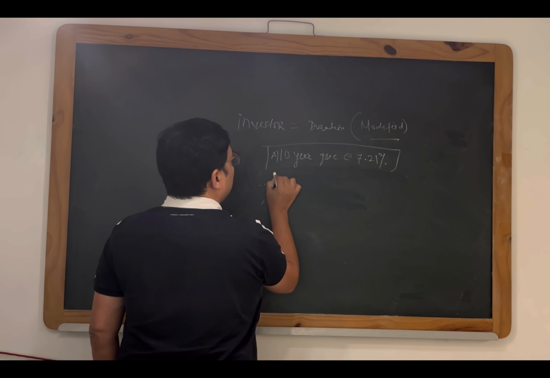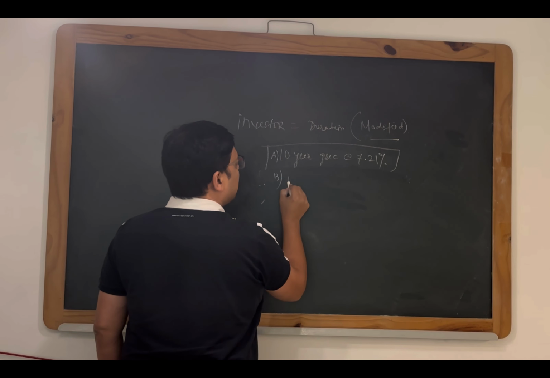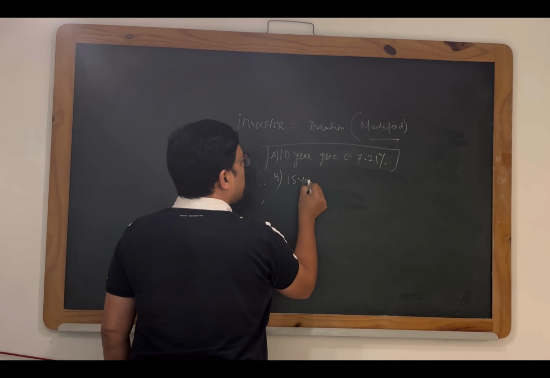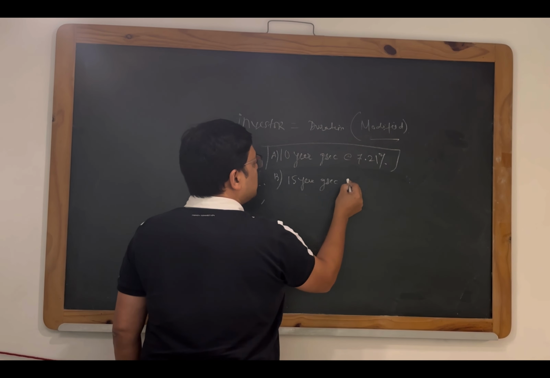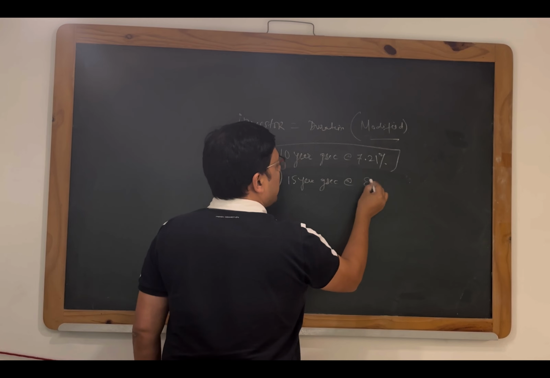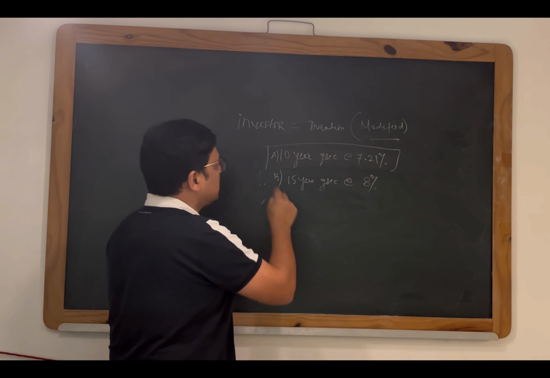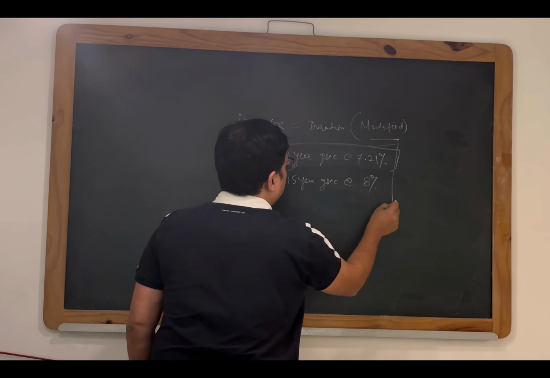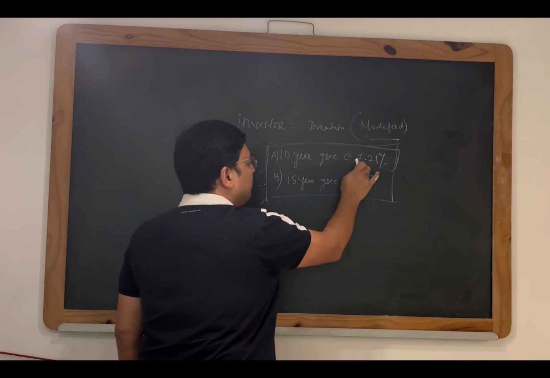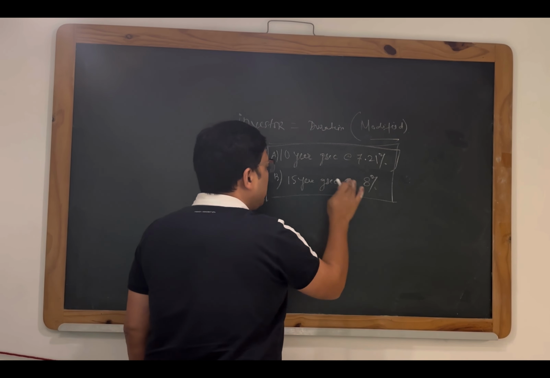This is one bond, and the second bond is a 15-year G-Sec. The 15-year G-Sec is trading at, let's say, 8%. This is ad hoc data. Okay, the 10-year G-Sec is trading at 7.21, and the 15-year G-Sec is trading at 8%.